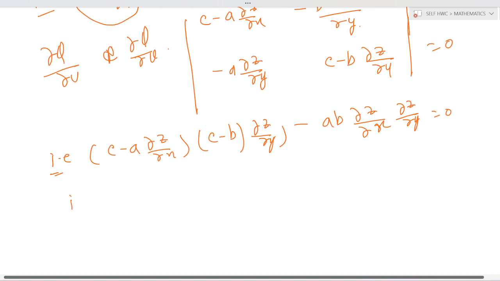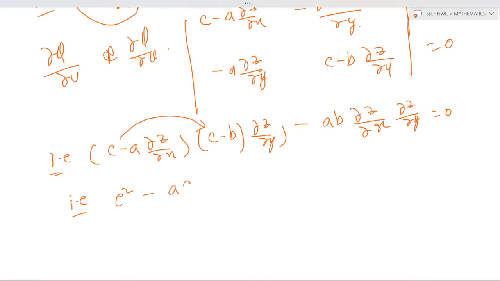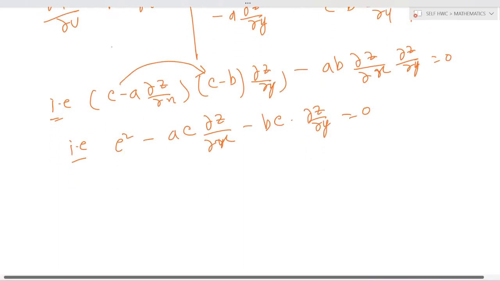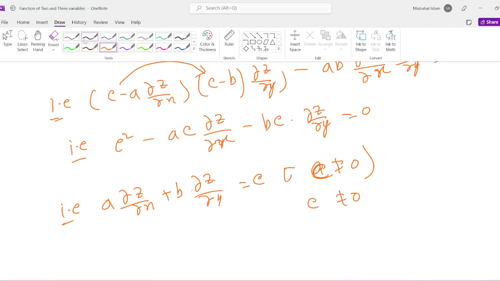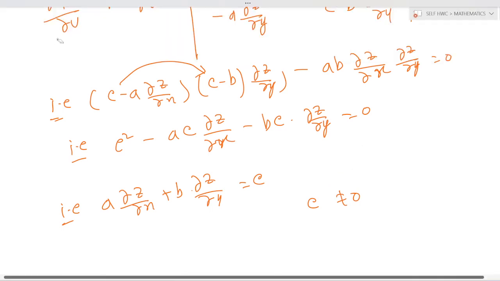And next, that is c square minus ac dz/dx minus bc dz/dy equal to 0. And that gives a dz/dx plus b dz/dy equal to c, with a not equal to 0 and c not equal to 0. Okay, that is good.